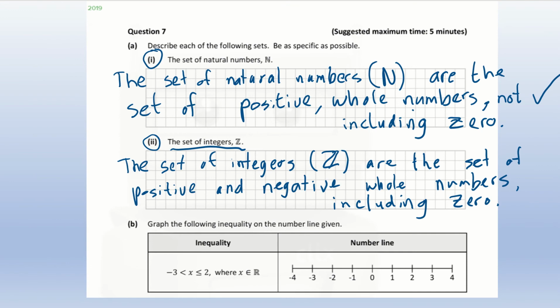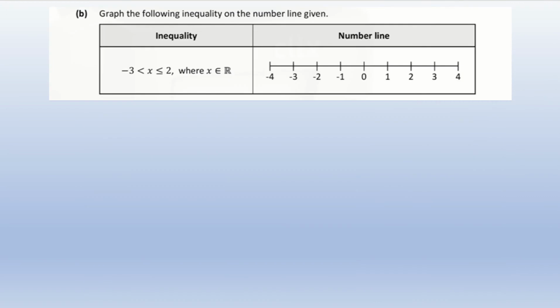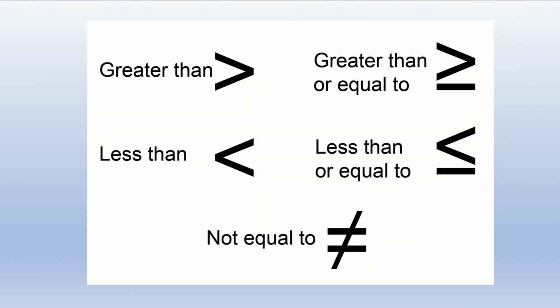Okay, 7 part A was just definitions. 7 part B is the main content that I wanted to have a look at in this video. Just before we try that question, and let me just make that a bit bigger. Before we try this question, just a brief recap on what the symbols actually mean there. So you've got your greater than symbol, which is this one. You've got your less than symbol, which is that one.